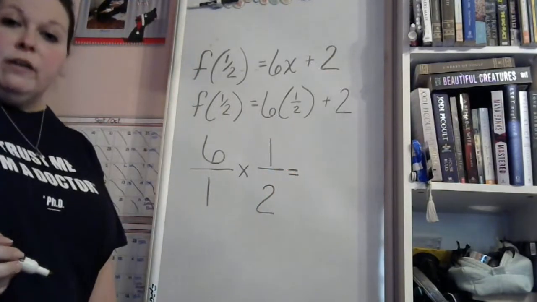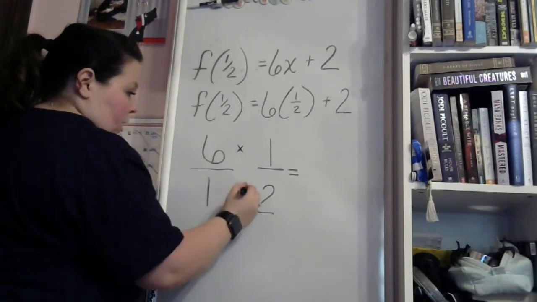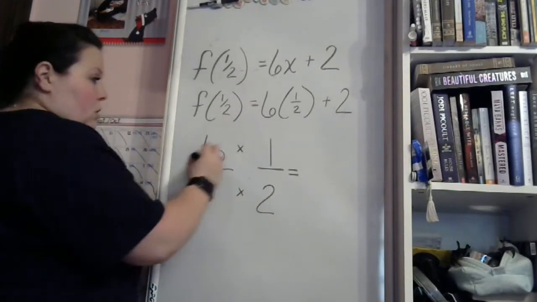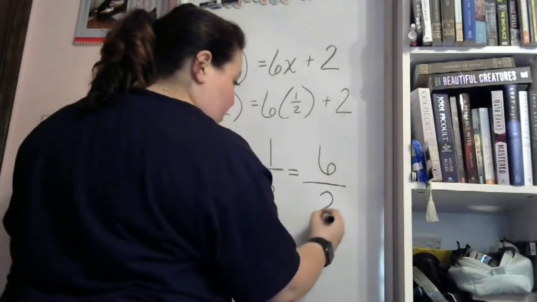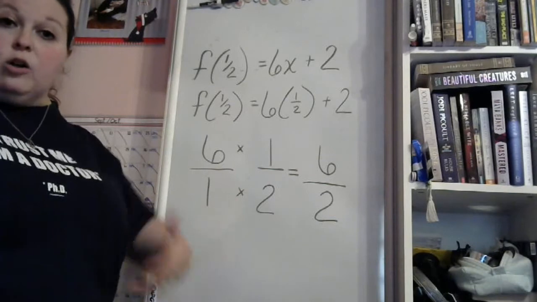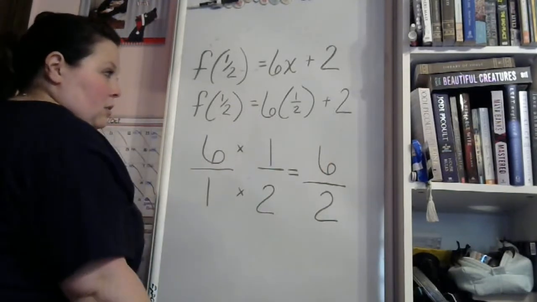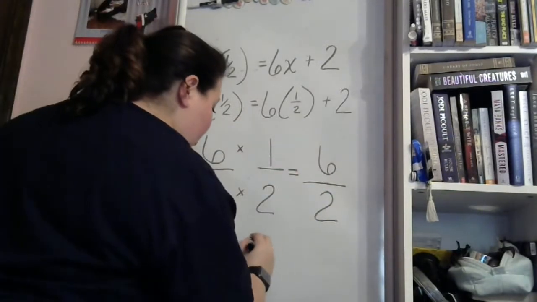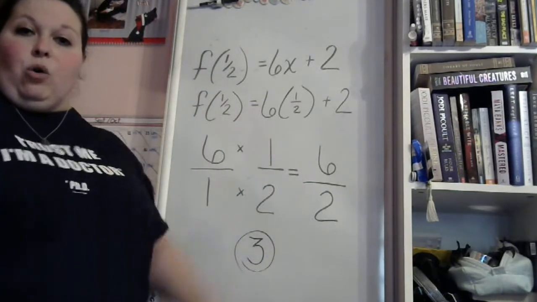So when you multiply fractions, you literally multiply the top straight across and you multiply the bottom straight across. So 6 times 1 is 6. 2 times 1 is 2. And now since this is an improper fraction, like our Barbie doll, because the top is too big, so 6 divided by 2 is 3. I don't have any room on this side anymore, so your answer is 3. That's how you multiply a fraction by a whole number.